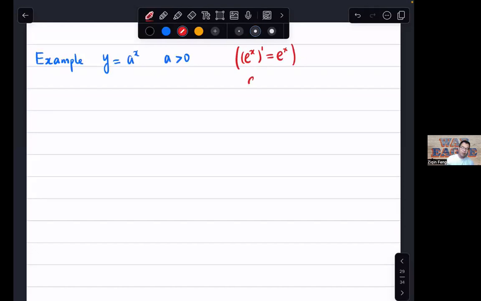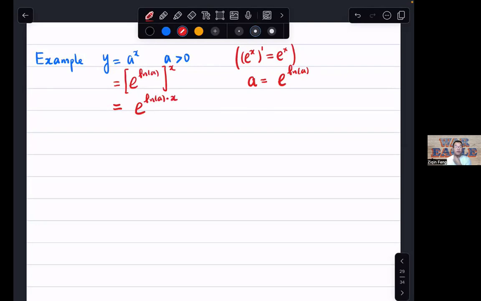If a is positive, we know that a is basically e to the natural log of a. That's how we make a connection between a and e, because e and natural log cancel each other. So a to the x is equal to e to the natural log of a, then to the power x, by the exponential laws. This is the same as e to the natural log of a times x, where a is constant.